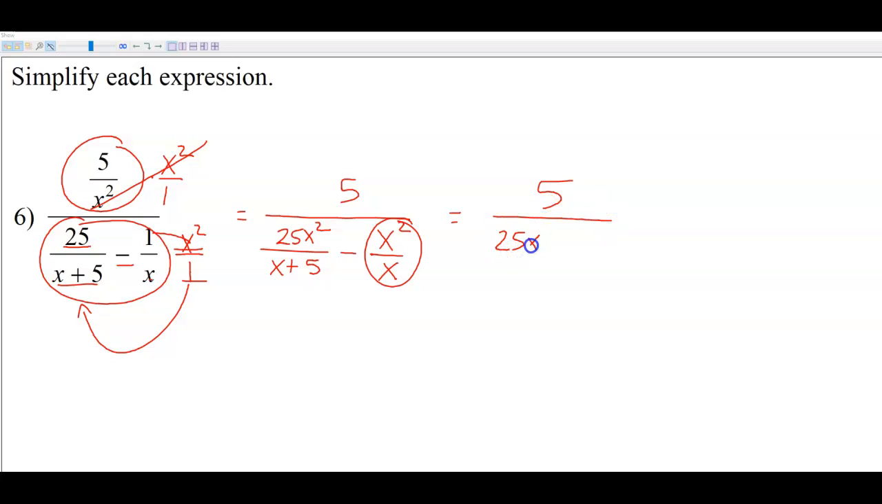So by me wisely choosing to multiply by x squared first, I actually ended up killing 2 fractions at once. I not only killed the fraction on the top, but I also killed the 1 over x on the bottom. So it saves me some time. But when it comes to the x plus 5, we're kind of stuck with having to do that one as is. So I'm going to multiply the numerator and the denominator by x plus 5 now.